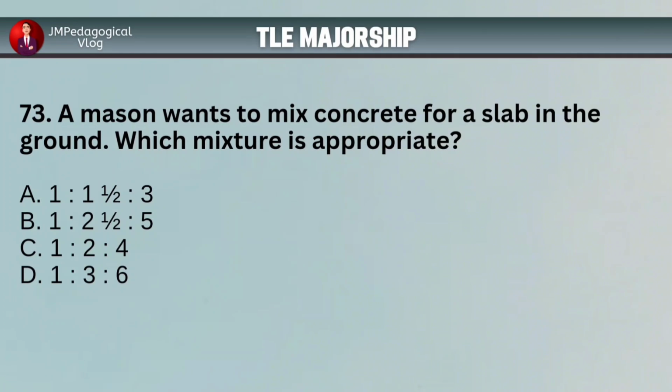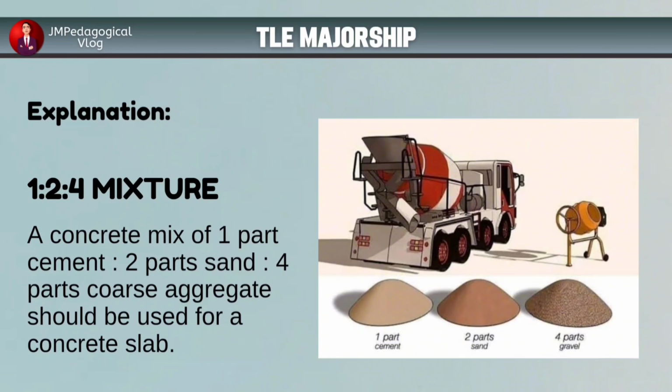73. A mason wants to mix concrete for a slab in the ground. Which mixture is appropriate? A. 1:1.5:3. B. 1:2.5:5. C. 1:2:4. D. 1:3:6. C. 1:2:4. Explanation. A concrete mix of 1 part cement, 2 parts sand, 4 parts coarse aggregate should be used for a concrete slab.